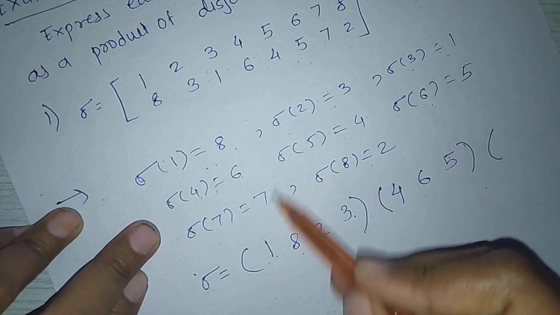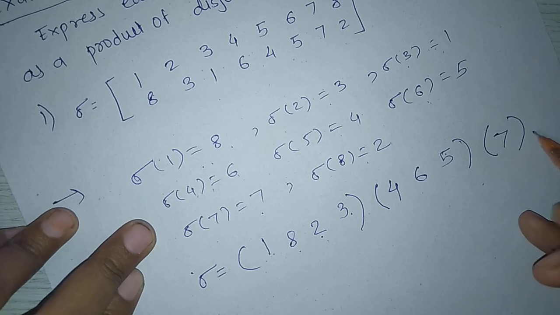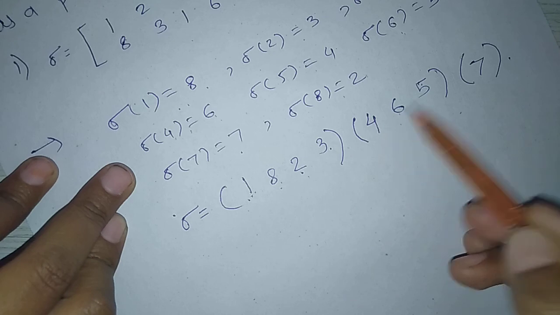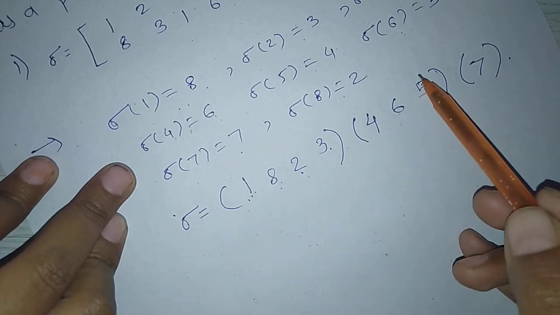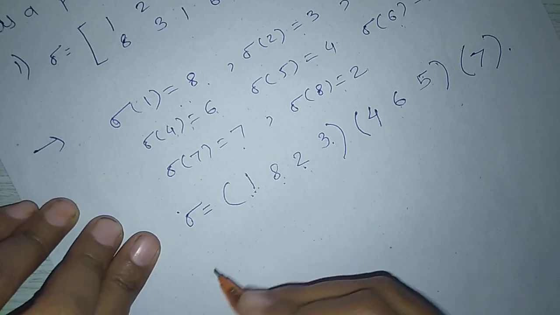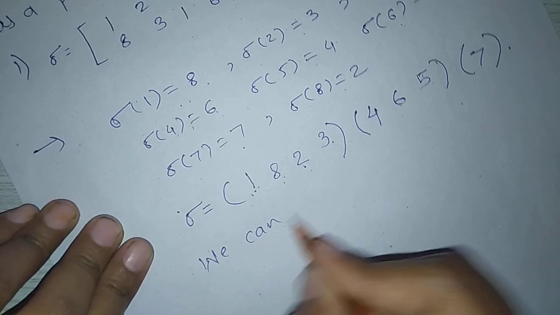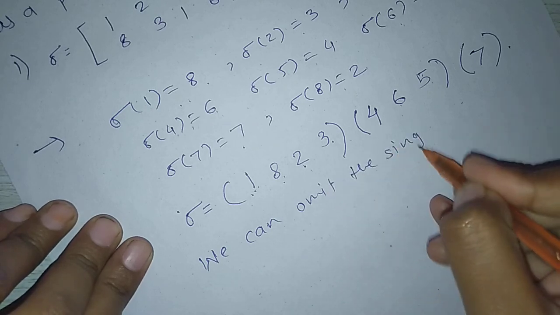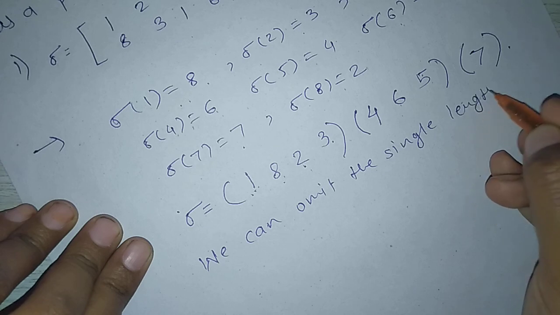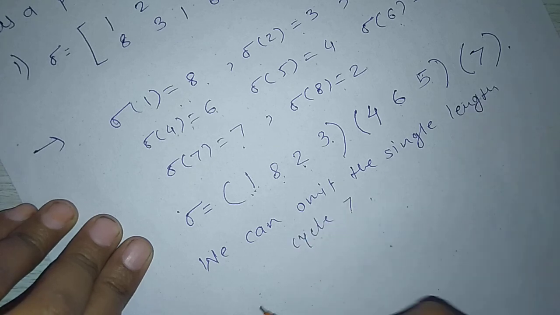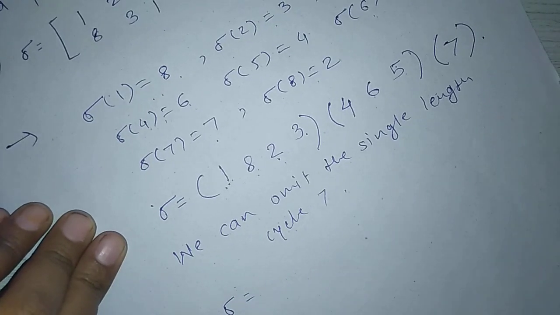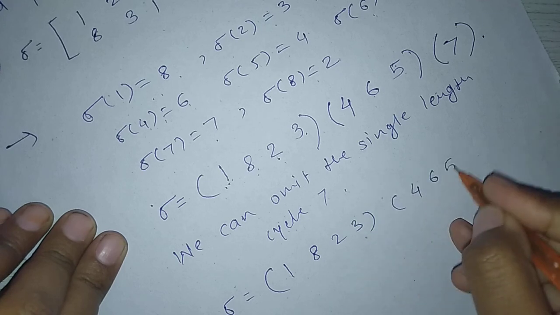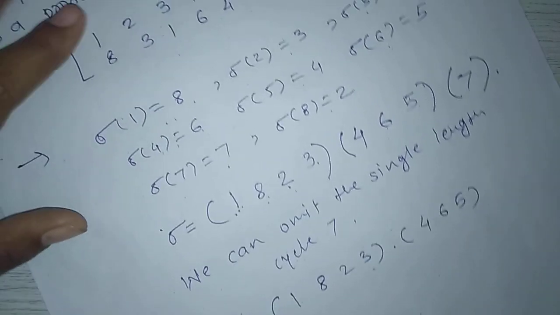Next sigma of 7 is 7, means here we get 1 goes to 8, 2 goes to 3, 4 goes to 6, 6 goes to 5, 7 goes to 7. Here we can omit the single length cycle 7. So sigma equal to the product of two disjoint cycles (1, 8, 2, 3) and (4, 6, 5). Multiplication.